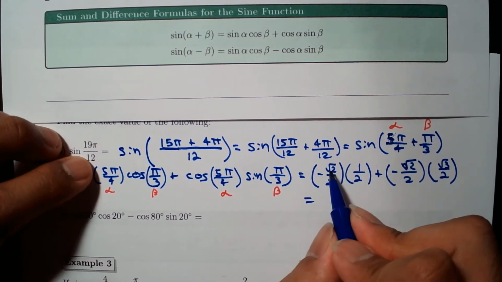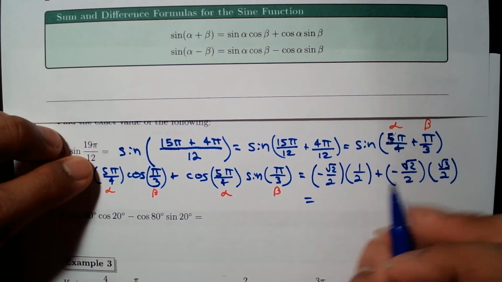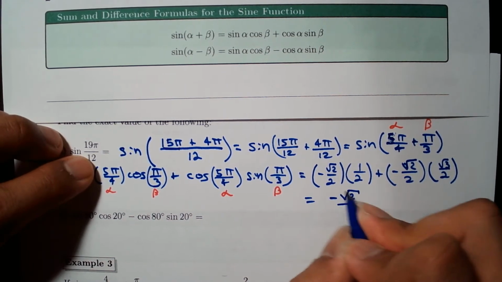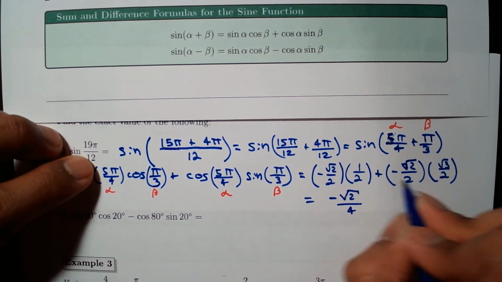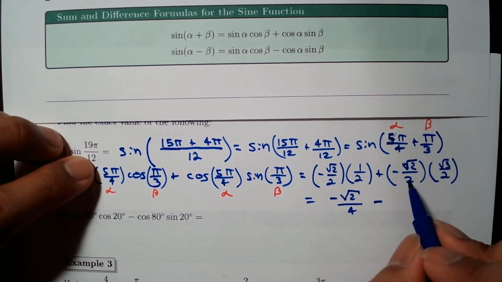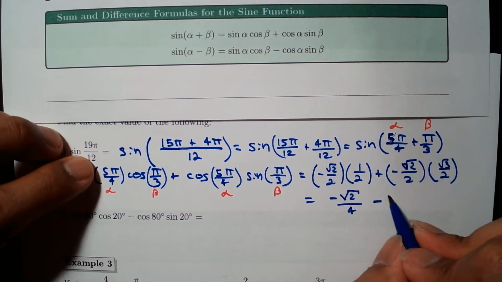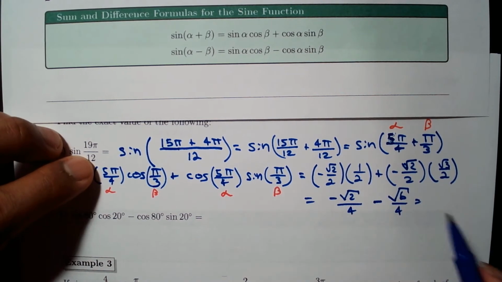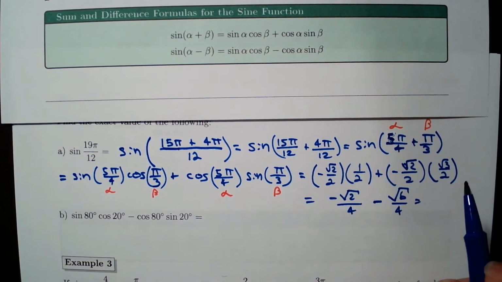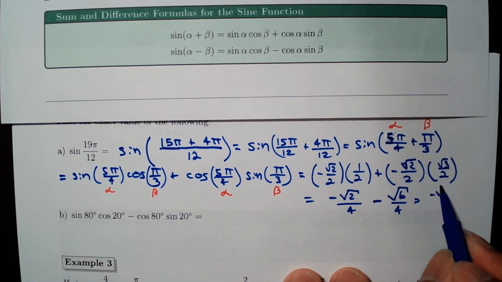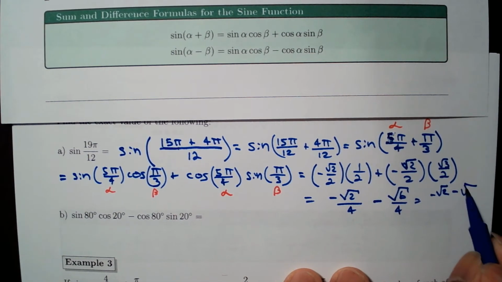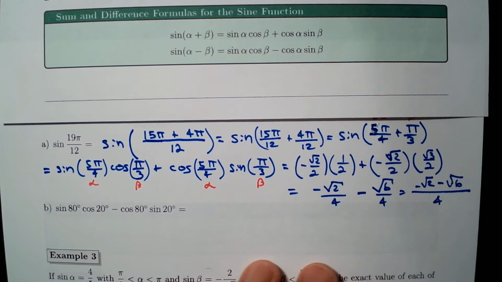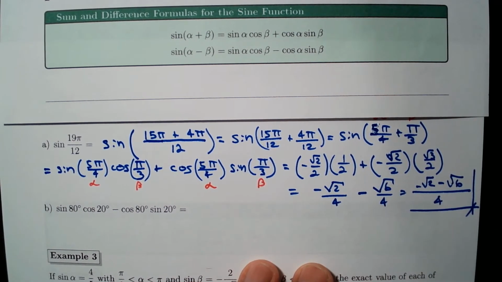This is negative root of 2 times 1, that's a negative root of 2 over 2 times 2, which is 4, minus root of 2 times root of 3, that's root of 6, over 2 times 2, which is 4. And then we can actually simply combine this together as negative root of 2 minus root of 6, the whole thing over 4, or factor out the negative sign. Either way is fine.